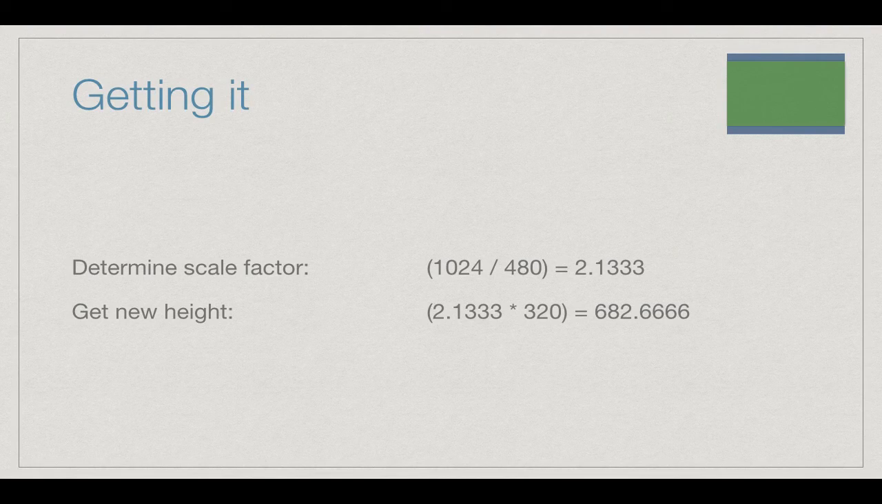Then we get the new height by multiplying the actual height of the iPhones or iPads or whatever screen size by that scale factor, and that gets us about 682 pixels. Because it's an integer, it would cut off the decimal points. That would mean that the iPhone has the 1024 by 682 usable SpriteKit area. And then you can dynamically scale your content.